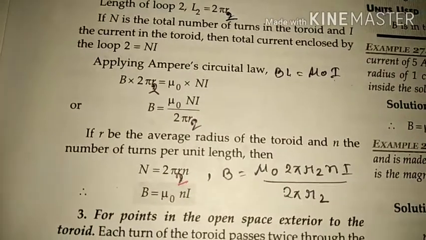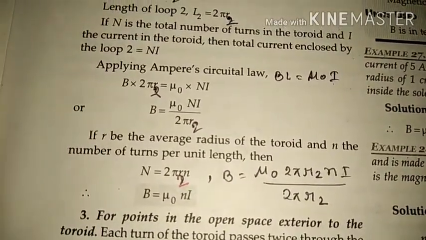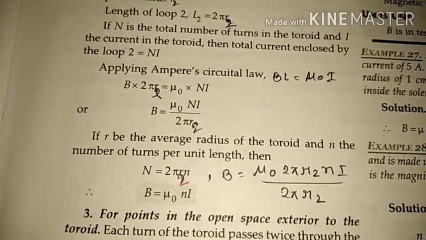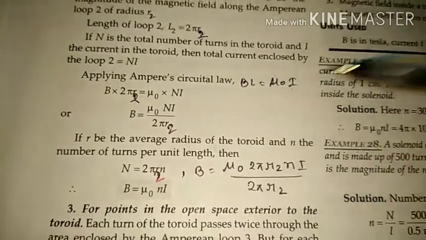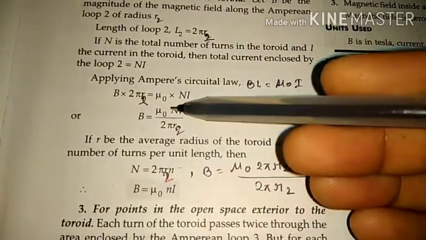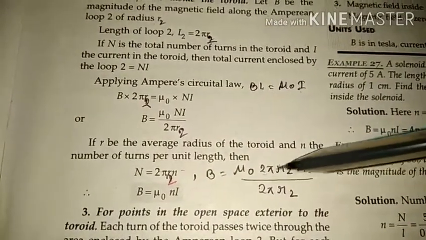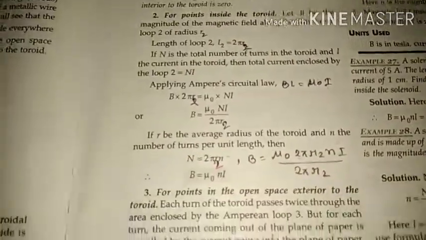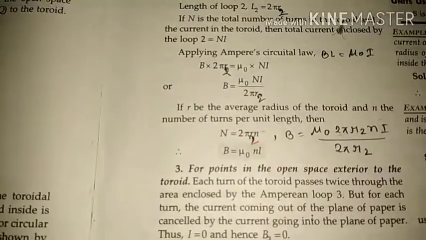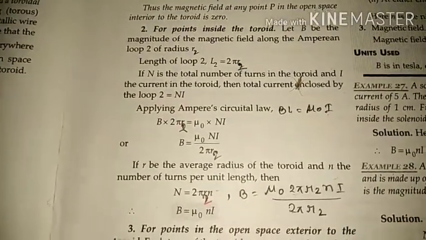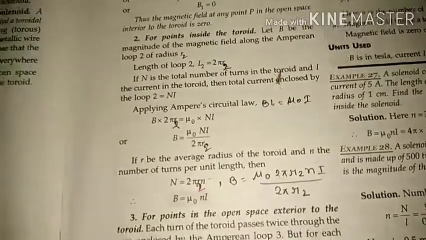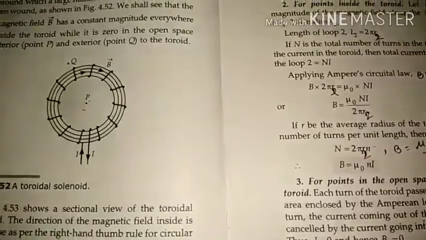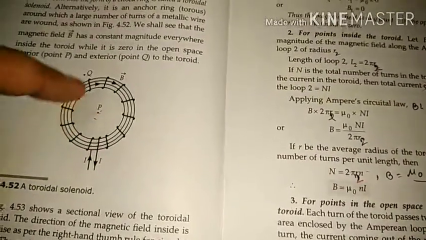Now if we consider R to be the average radius of the toroid and small n is the number of turns per unit length, then capital N equals 2 pi R2 into n. In place of capital N, if we put it over there, this cancels. So we get B equals mu 0 nI, which is similar to the straight solenoid. In a straight solenoid also we get magnetic field B equals mu 0 nI. So inside the toroidal solenoid, the magnetic field is also the same, B equals mu 0 nI, because the wire is wound over this one.